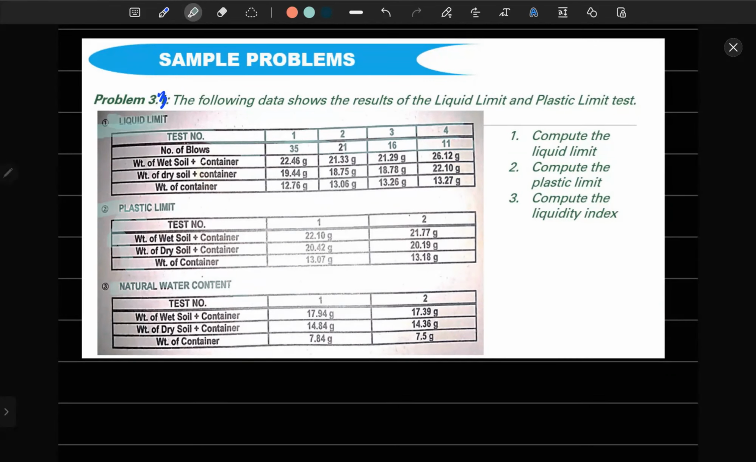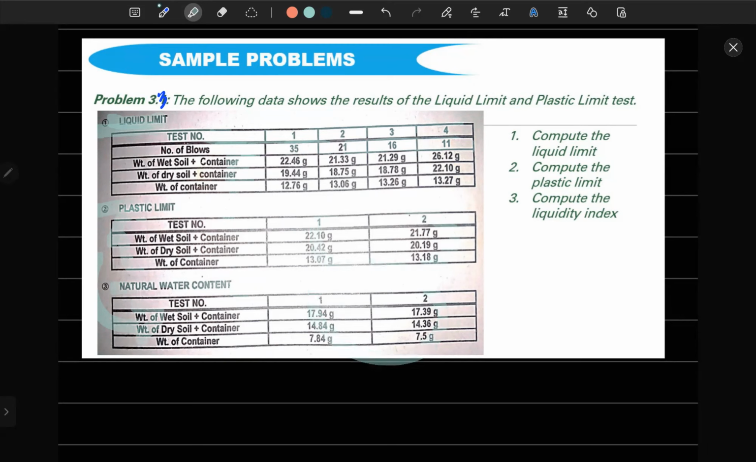We have the test number, the number of flows, the weight of wet soil plus container, the weight of dry soil plus container, and the weight of the container. In the plastic limit, we have the test number again, and the weights for the wet soil, dry soil, and the container. It is the same with the natural water content, or the in situ water content. So we have two tests for the plastic limit and two tests for the natural water content.